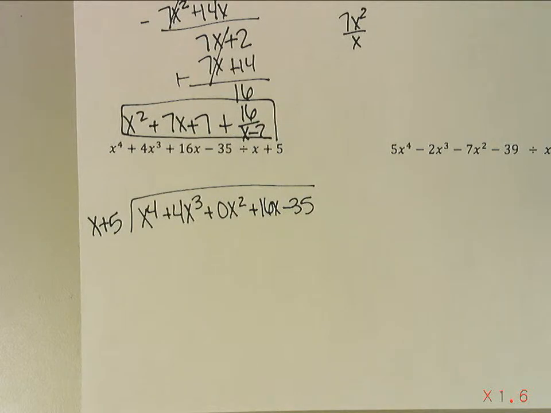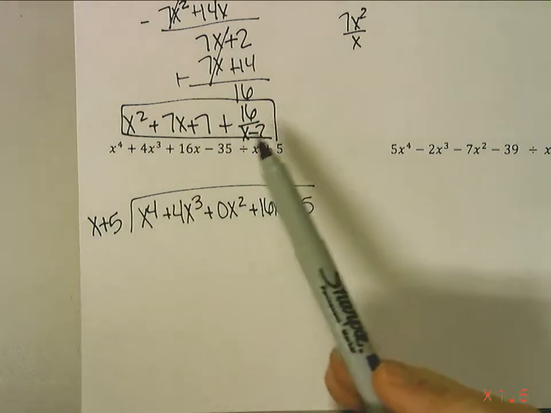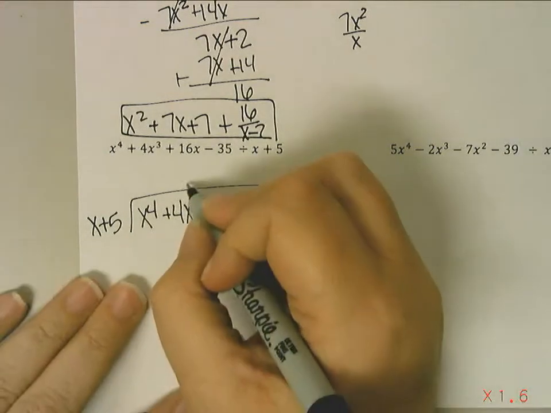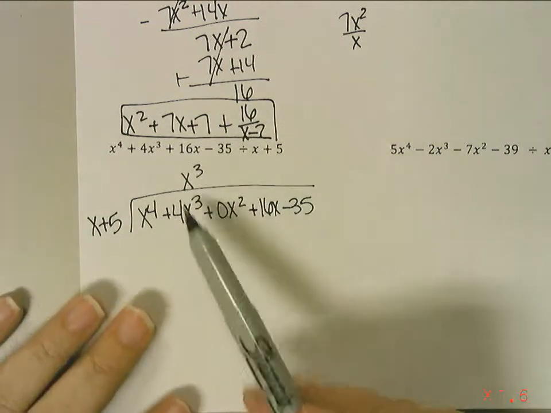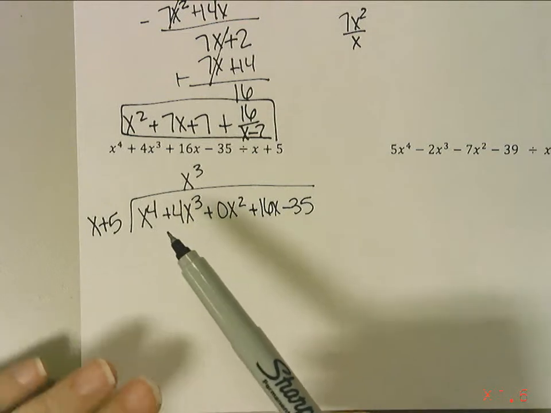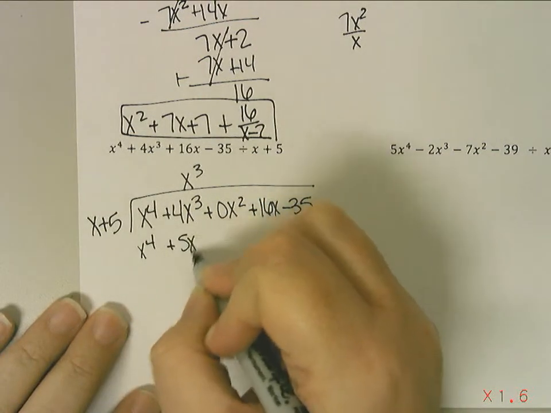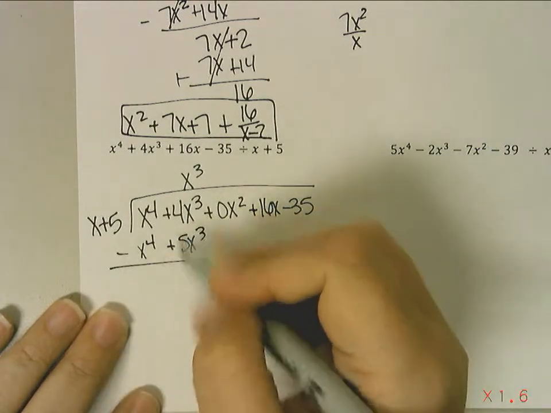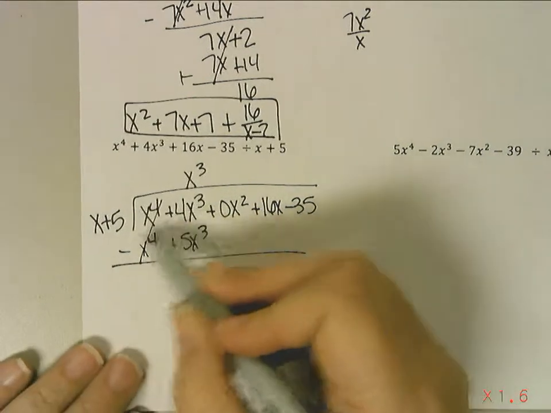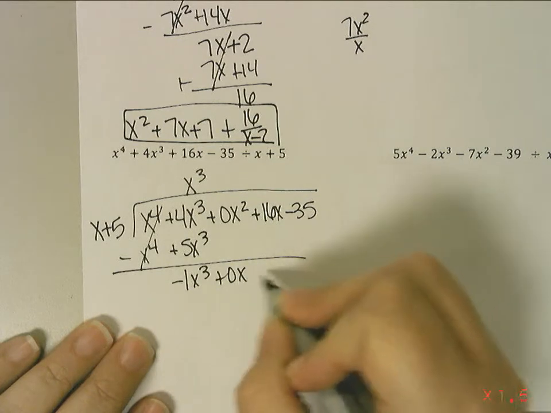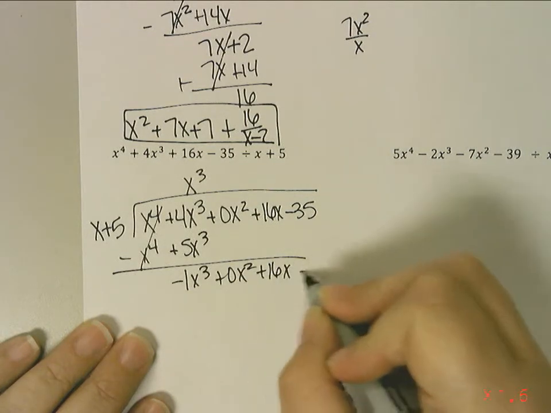So now we're going to do it the same way that we did this one up here. The only difference is we had that space holder. So we'll go ahead and do this. This is x cubed. So x cubed times x is x to the 4th plus 5x cubed. We're subtracting these values, so those will cancel. 4 minus 5 is negative 1x cubed, and then we're going to bring down the rest of this.